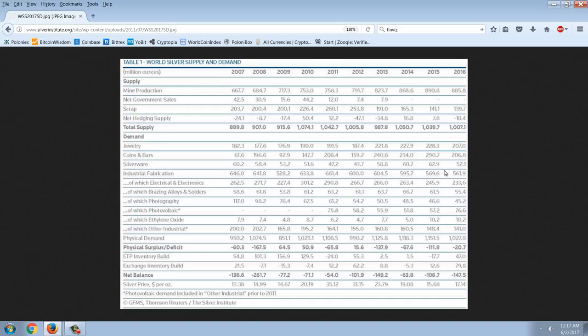But the bottom line is that we're still running a silver deficit. We came in with a negative net balance of the second worst that we've ever seen, at negative 147 million ounces. But we know the price is not responding. Eventually, the price will respond. We just don't know when the price of silver is actually going to respond to real supply and demand.